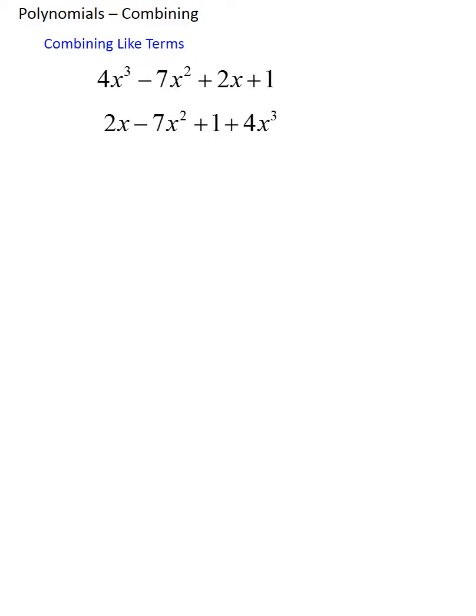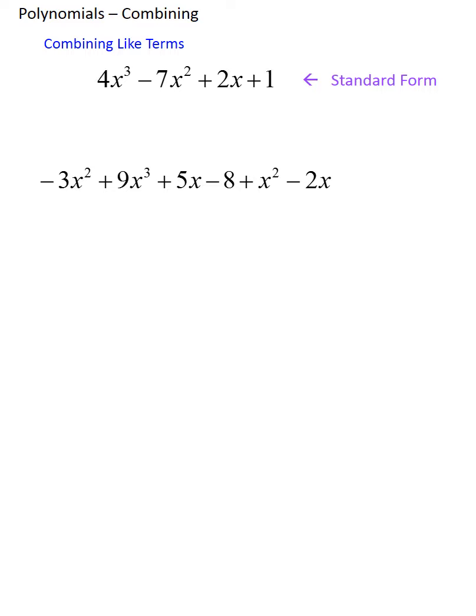But this second polynomial here has the exact same terms as the one above it, and these 2 are the same polynomial. But we say that the top one is written in standard form and the bottom one is not, because it's not in the traditional order of highest exponent to lowest. Now this polynomial, you'll notice the terms are not written from highest degree to lowest. This is definitely not in standard form.